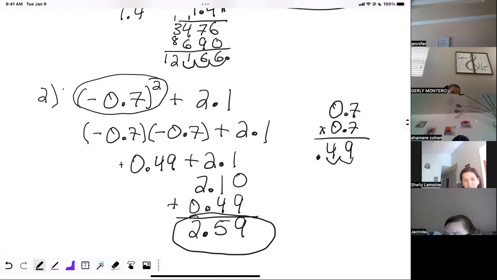Yeah, these problems bring everything back. Multiplying, dividing, like how do you do them? How do you add? How do you subtract? How do you multiply? Everything. Just remember a square means two of them being multiplied.